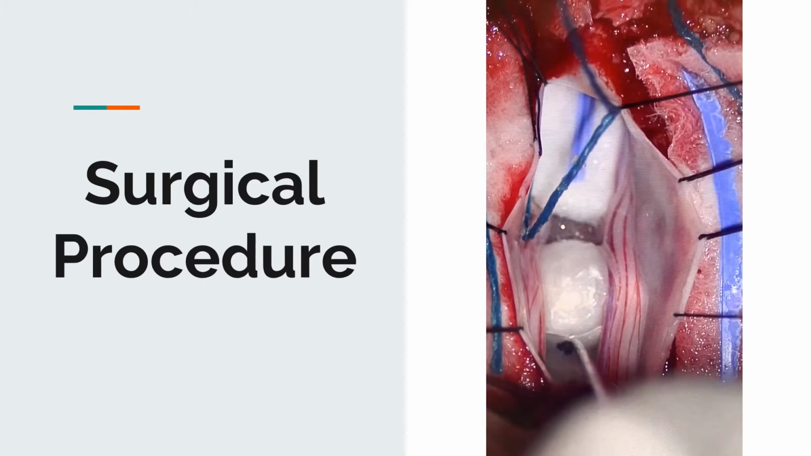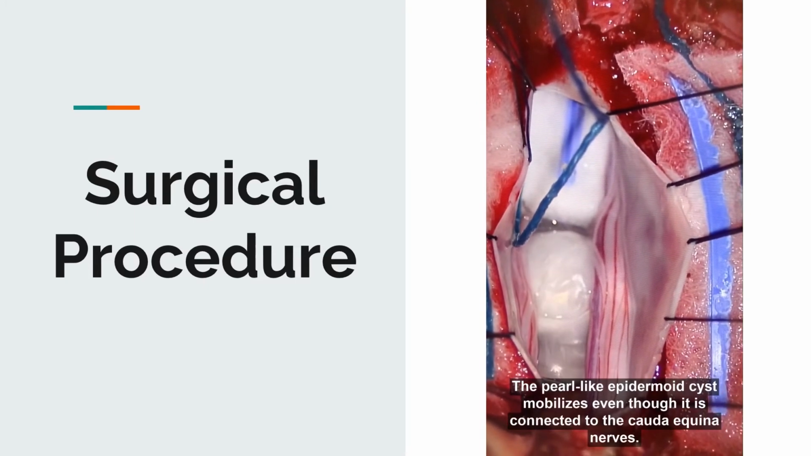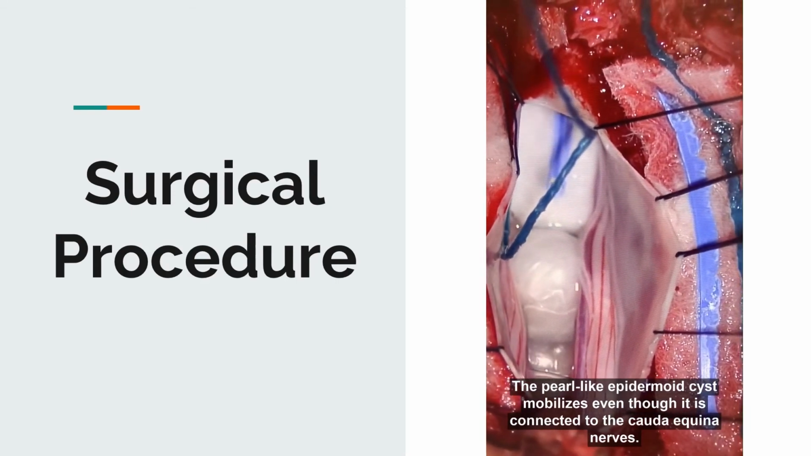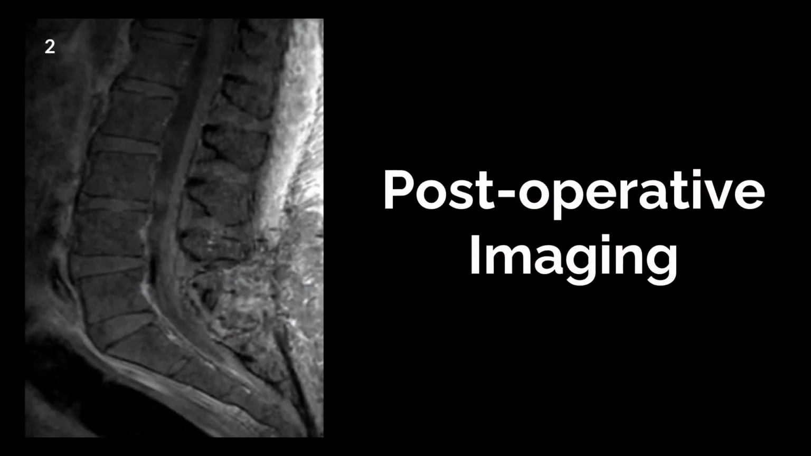With the pia arachnoid dissected freely around the mass, it was easily removed with bayonet forceps. On the right is an intraoperative video demonstrating the mobility of the mass. Post-operative imaging shown on the left demonstrates a sagittal T1 MRI study with gadolinium, showing no residual enhancement post-operatively.